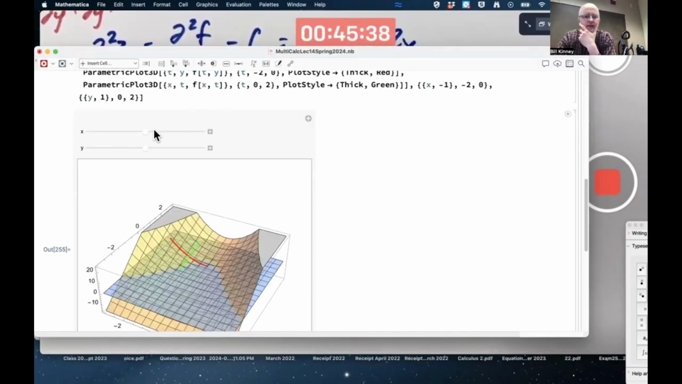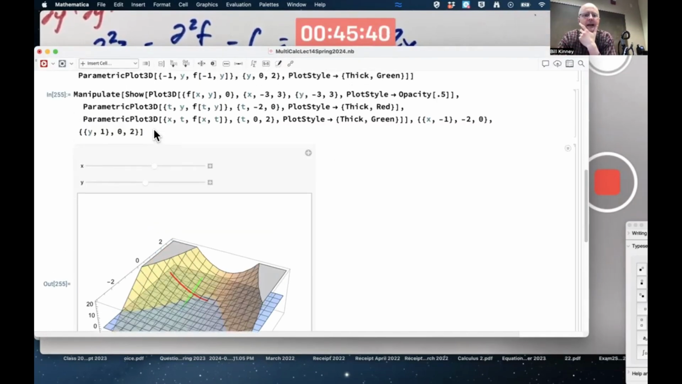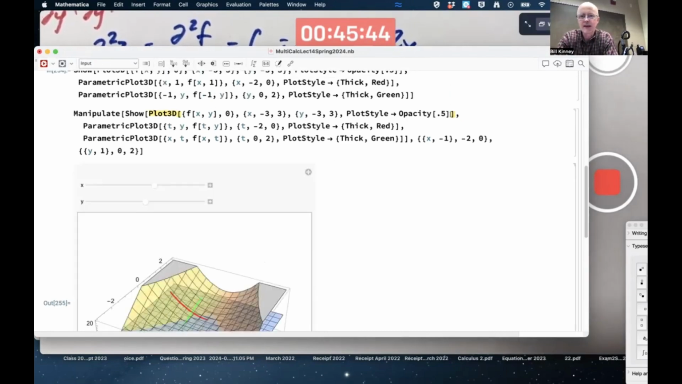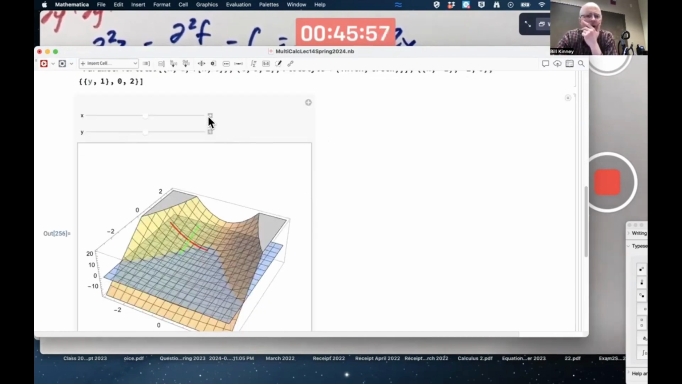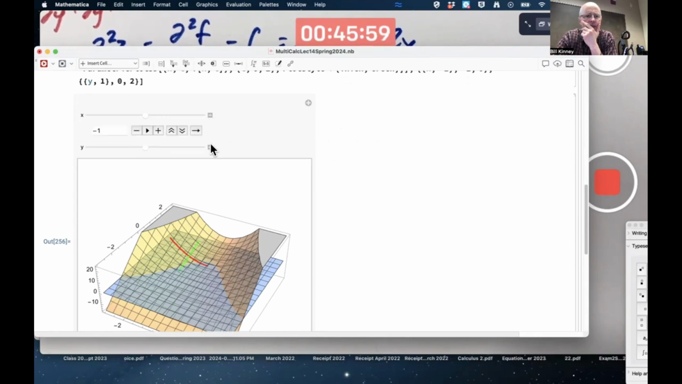Though when you do make changes, it's a bit slow in the rendering. I think I can make that, it still might be slow, but I think I can make it a little bit better, perhaps, with an option called performance goal arrow quality. So listen real carefully here.